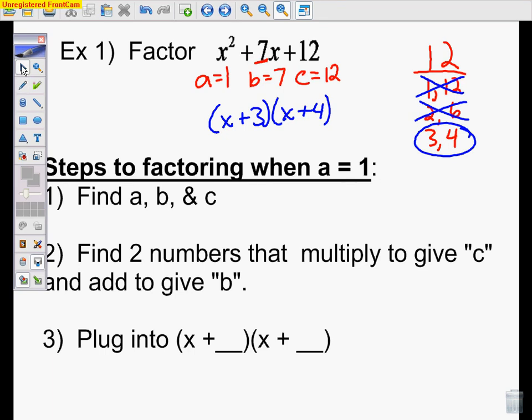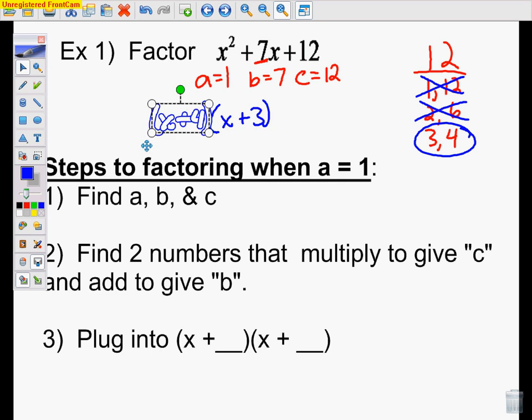Now, a common question that I normally get about 5 times per class period whenever I'm teaching factoring is, does the order matter? Could I have taken this x plus 4 and instead of having it on the back end, put it on the front end? Yes, it does not matter. When you're multiplying, order doesn't matter. That's called the commutative property. So it could be either x plus 4 times x plus 3 or x plus 3 times x plus 4. It doesn't matter.